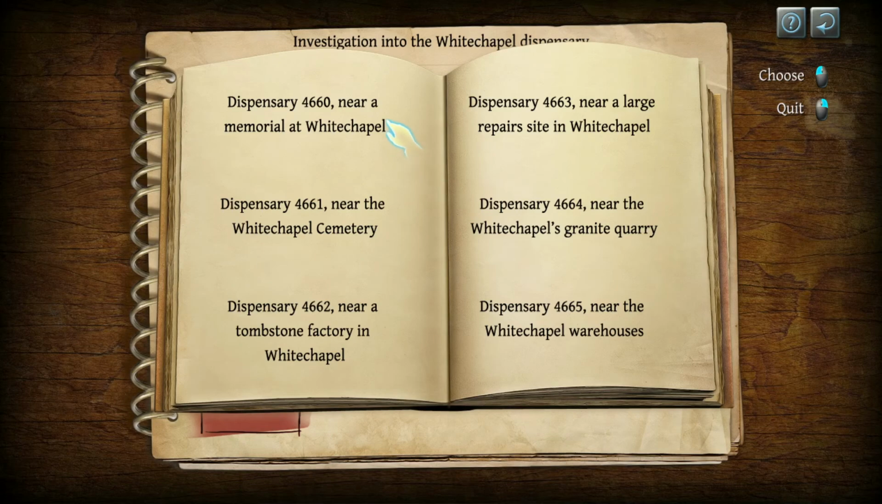Dispensary 4660 near a memorial at Whitechapel. Dispensary 4661 near Whitechapel Cemetery. Dispensary 4662 near a tombstone factory in Whitechapel. Oh, there was actually that. Dispensary 4663 near a large repair site in Whitechapel. Dispensary 4664 near the Whitechapel granite quarry. Dispensary 4665 near the Whitechapel warehouses. Well, if we are talking about cemetery, then it should be this.